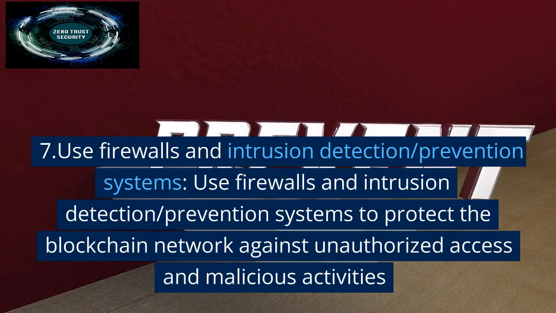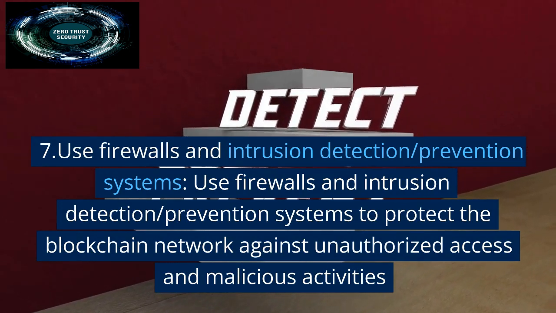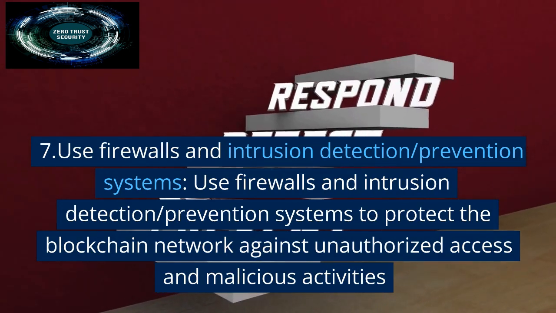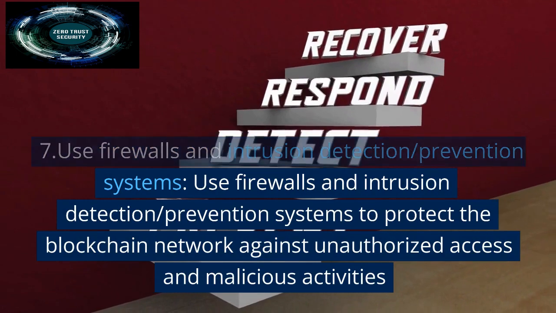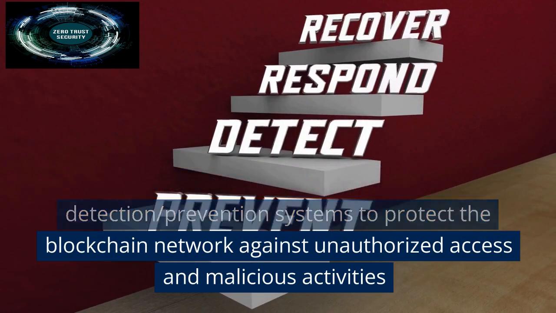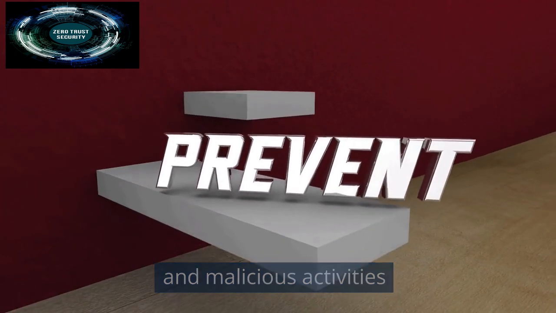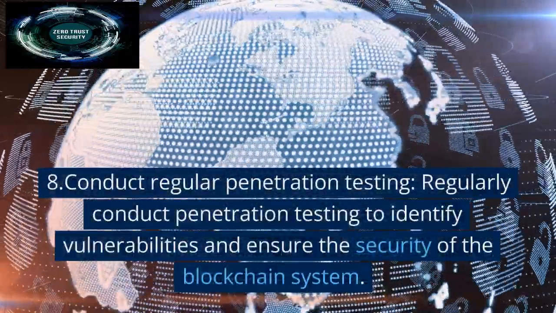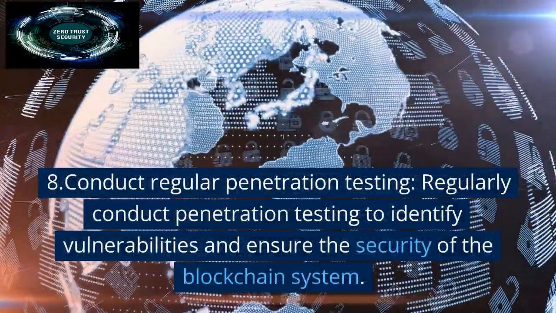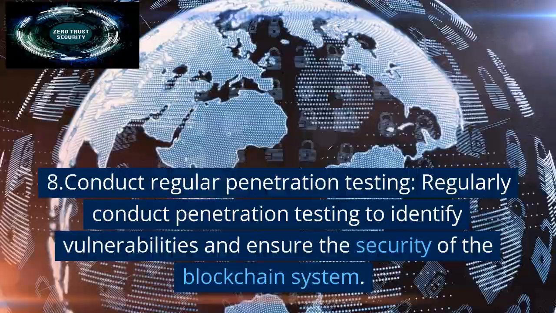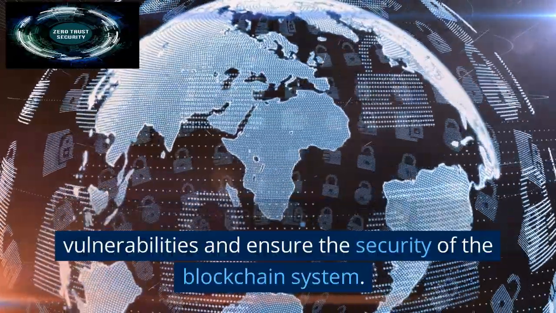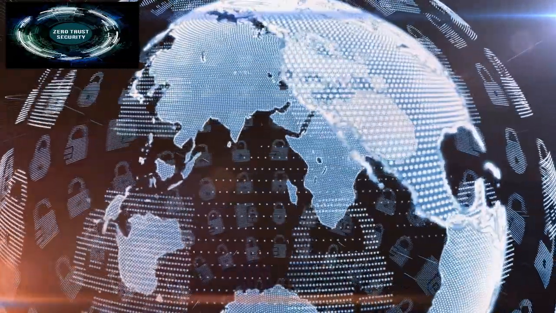7. Use firewalls and intrusion detection prevention systems. Use firewalls and intrusion detection prevention systems to protect the blockchain network against unauthorized access and malicious activities. 8. Conduct regular penetration testing. Regularly conduct penetration testing to identify vulnerabilities and ensure the security of the blockchain system.